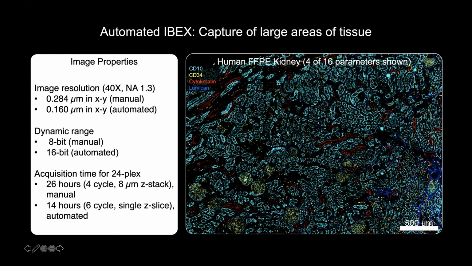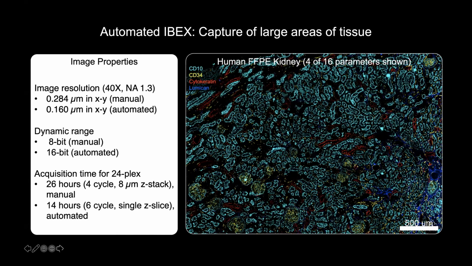And this is a human FFPE kidney section that I acquired, which I'm showing on the automated method. I'm only showing 4 of 16 parameters, but you can see the scale bar, so you can realize that we can capture big tissues. And then on the left, because I always like numbers, are the standard image acquisition properties.